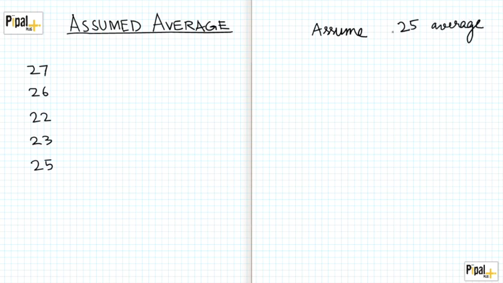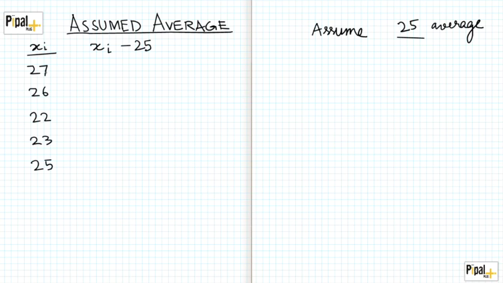Now clearly this is not the correct or final average of these numbers. But I noticed that 25 lies somewhere between 22 and 27, and 25 is a number that I can quickly do my computations with. So I'll assume 25 as the average here. If each data point is xi, then I'm going to find how far away each data point is from the assumed average.